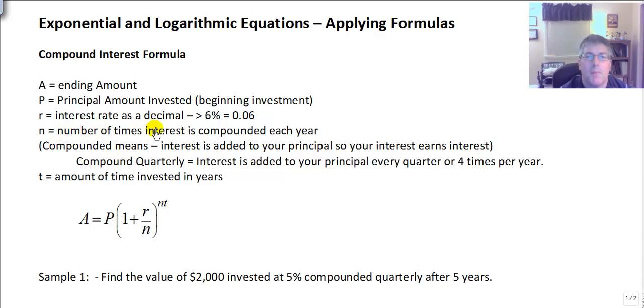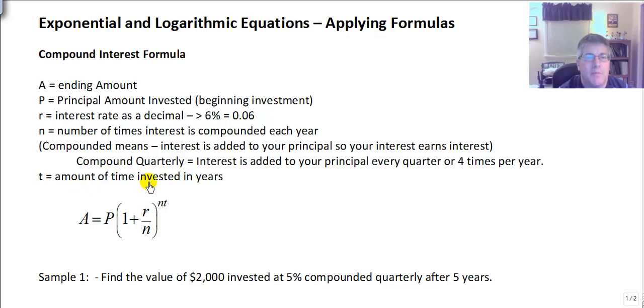n would be the number of times interest is compounded each year. That is the number of times your interest is added back into your principal so it can continue to earn more interest. So how often the interest is added to the principal so your interest can earn interest. Quarterly compounding means the interest is added to the principal 4 times a year.